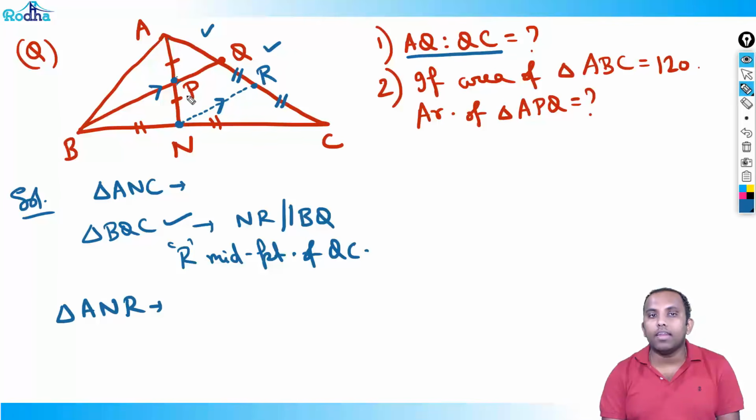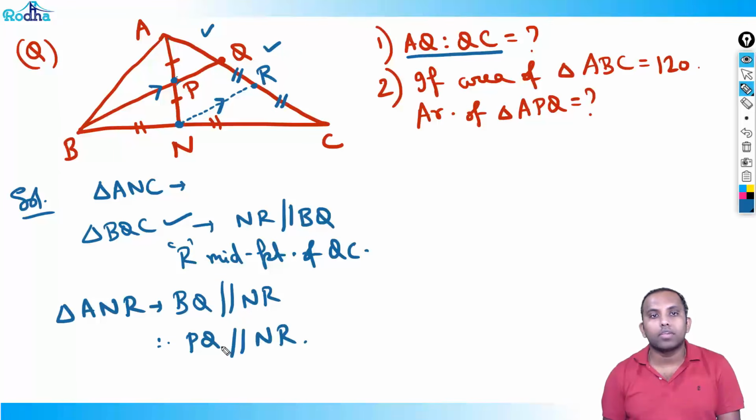In triangle ANR, BQ is parallel to NR. Therefore, automatically PQ is also parallel to NR, right? That means PQ is parallel to NR and P is the midpoint of AN. So from a midpoint in triangle ANC, a line parallel to the third side is drawn, parallel to NR, right? So PQ is parallel to NR.